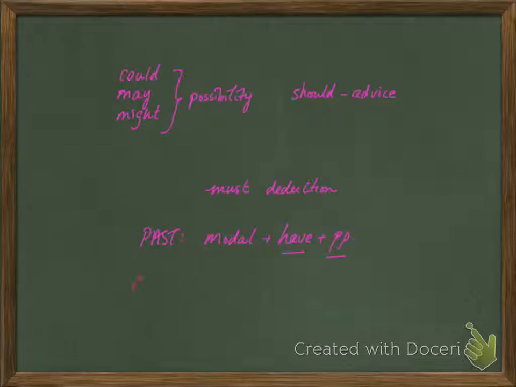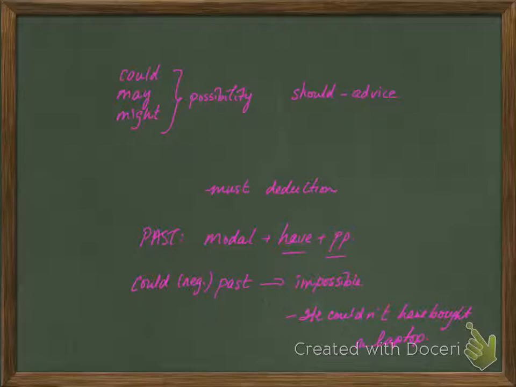When we have could in the negative in the past, we're talking about something that's impossible. And our example before there was he couldn't have bought a computer. And how do we know that? Because we know that the person doesn't have any money.